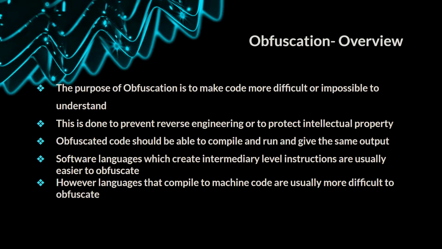Software languages which create intermediary level instructions are usually easier to obfuscate, but the ones that compile to machine code are usually harder to obfuscate. An example of the first one is Java. An example of the second one is C++.